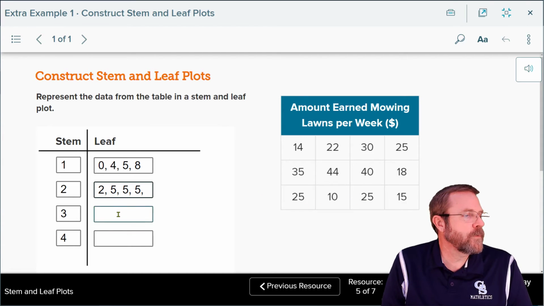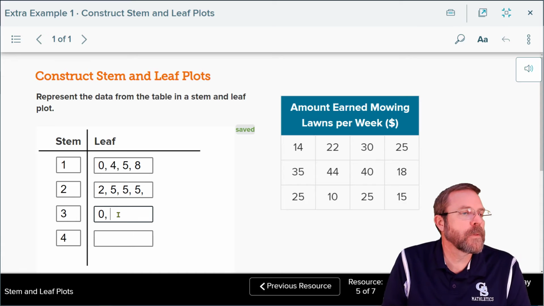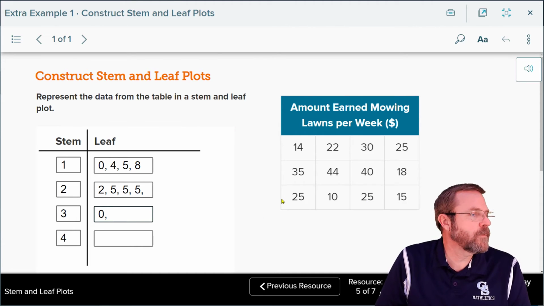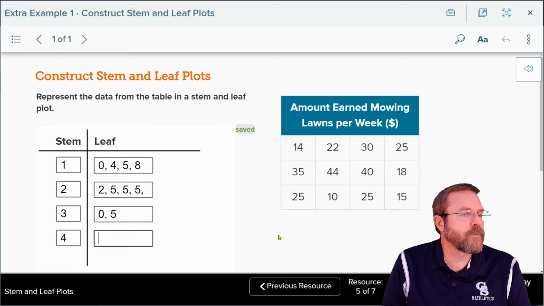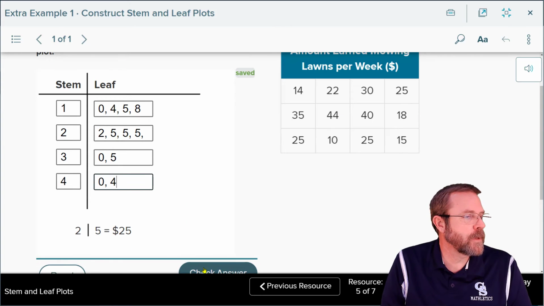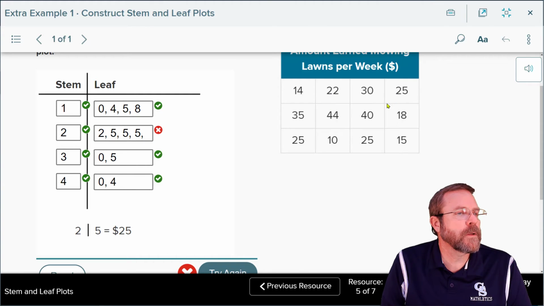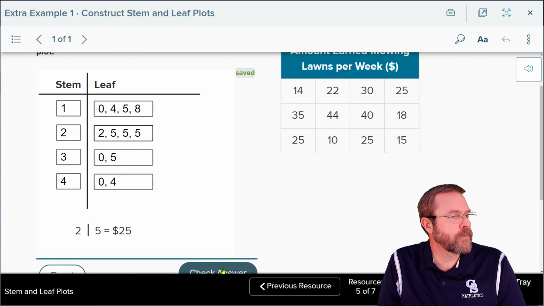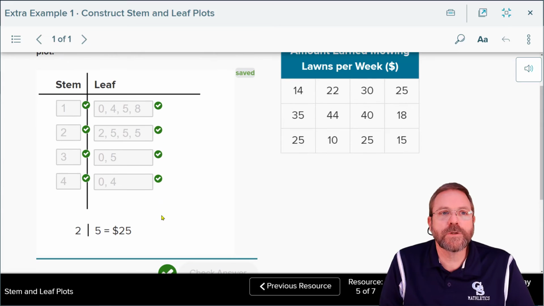On my 30s, I've got a 30, I've got a, looks like a 35, and then on my 40s range, I've got a 40 and a 44. I believe that is going to be it. Check my answer. Oh, we're missing something in my 20s. 22, 25, 25, and 25. Oh, that's because of that extra comma right there. That's why. Now everything checks.